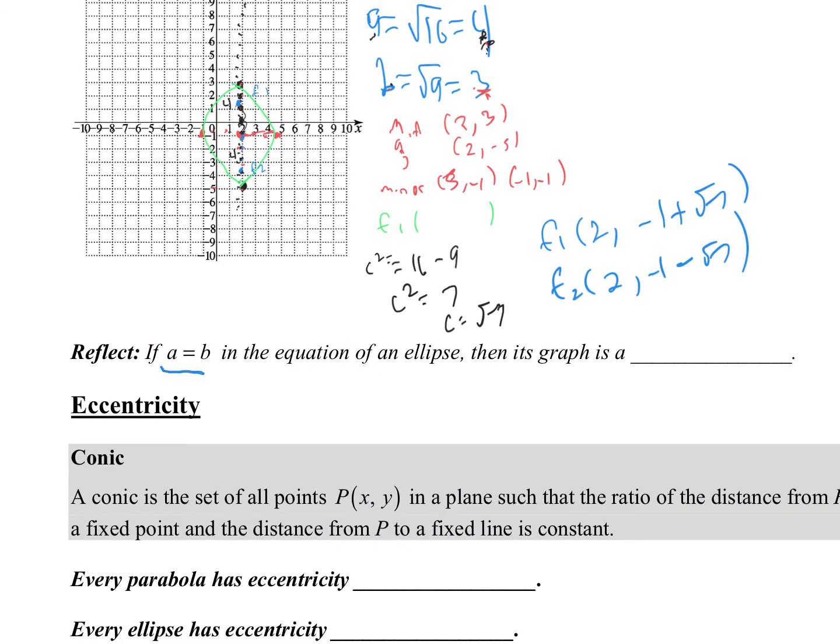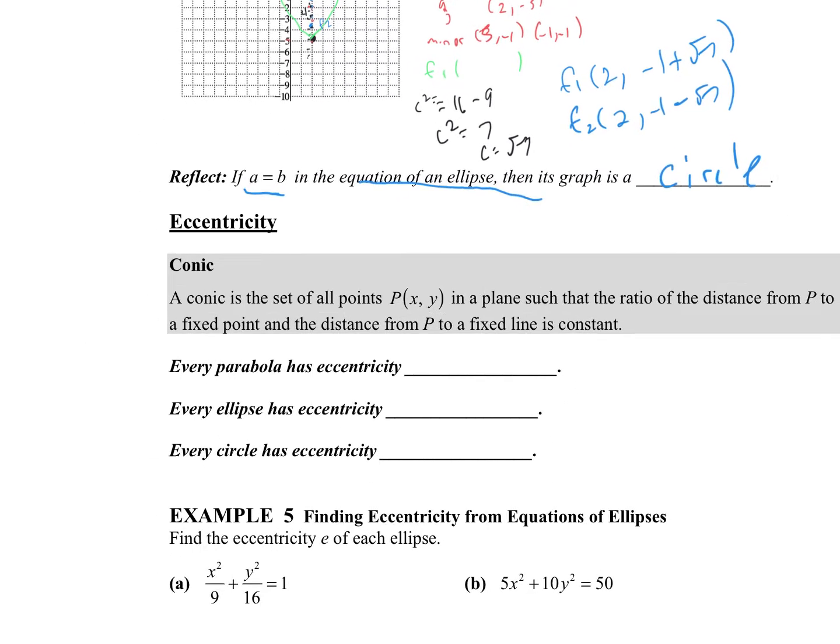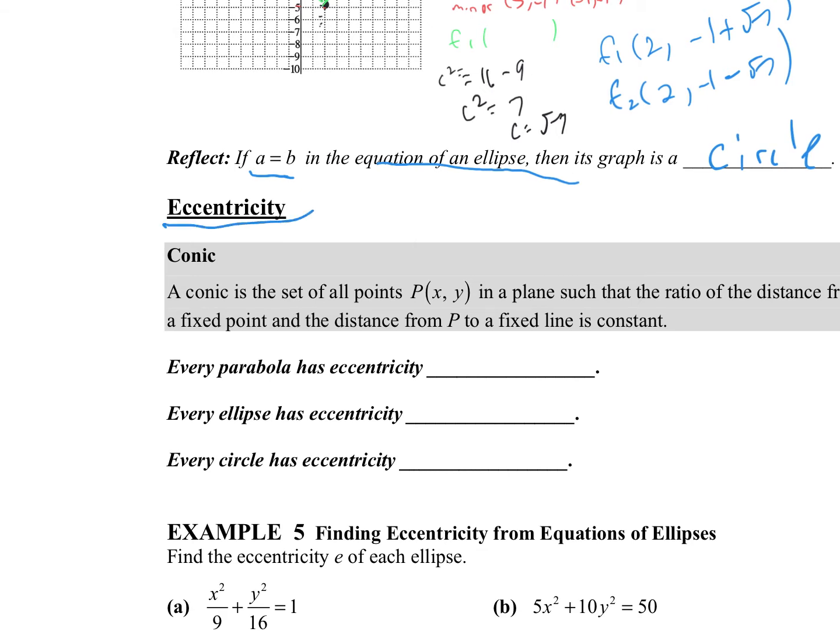If A equals B, then the equation of the ellipse turns into what? A circle. Okay, eccentricity. How oval is it? Okay. Let's see if we can see what is going on here. Why do I have dots going? Oh, I hit this weird button.